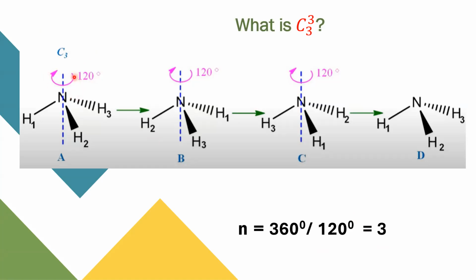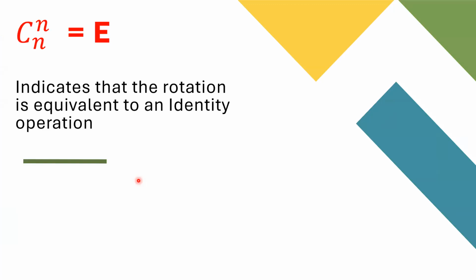For the water molecule, C2 means it rotates by 180. If it is C4, then what is the angle? 90 degrees. Right? So it's very simple. C4 four times, you get the identity. Everything is like that, right?